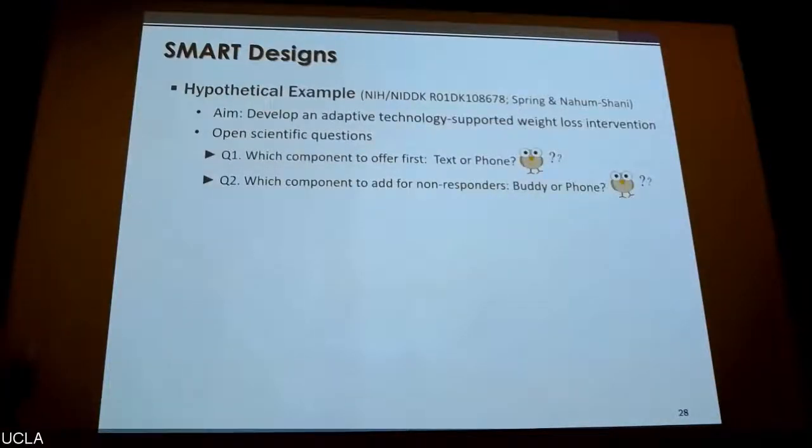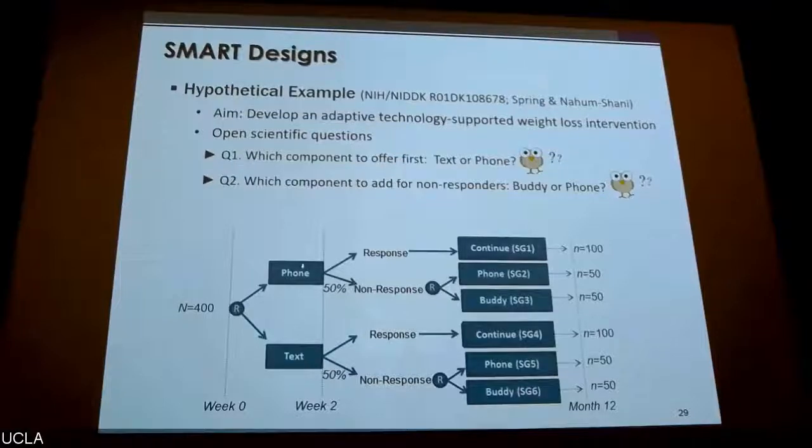So remember my scientific question, should I start with text messages or phone coaching? And my second scientific question is what to do for non-responders. Should I offer body training or coaching? What I want you to keep in mind is that I'm considering three components in this example. Text messages is the least expensive, phone coaching is the most expensive, body training is somewhere in between, right? Okay, what should I do to answer both scientific questions efficiently? I can consider this SMART study. It just looks complicated because of all my notations, but it's pretty simple. I'll guide you through it.